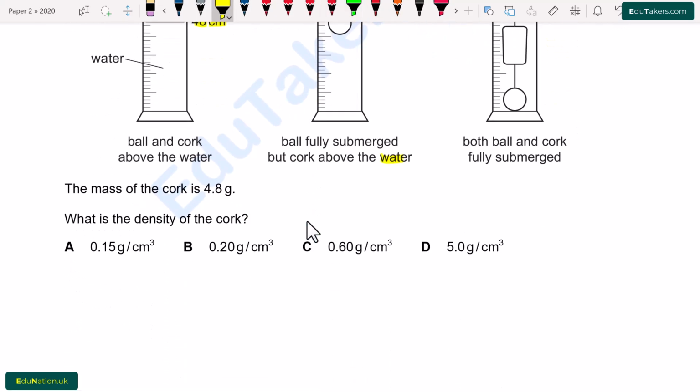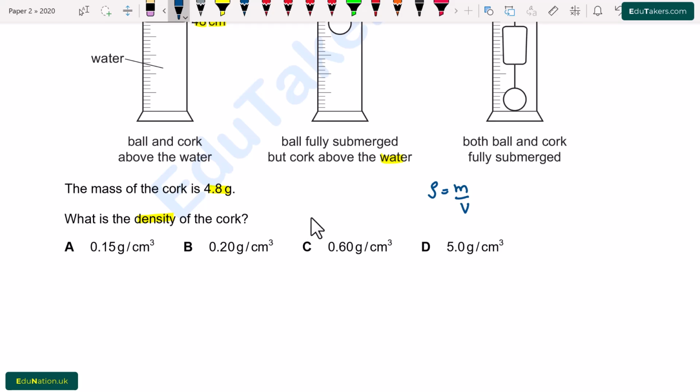The mass of the cork is 4.8 gram. What is the density of the cork? So here we have to find out the density. Here we use the definition of density. Density is equal to mass over volume. Mass is given, which is 4.8 gram, and we have to find out the volume of the cork.